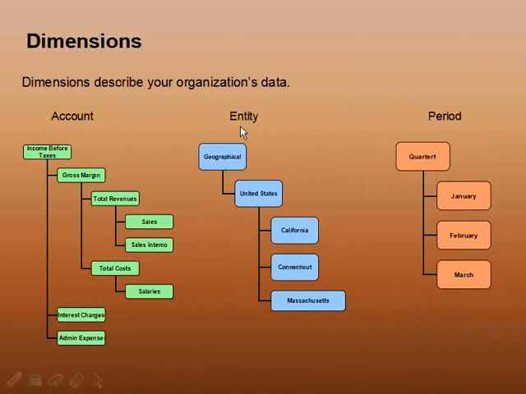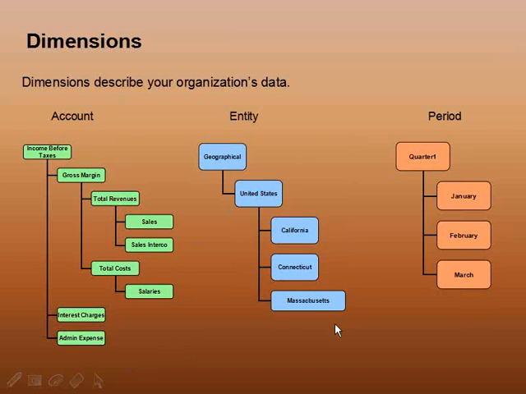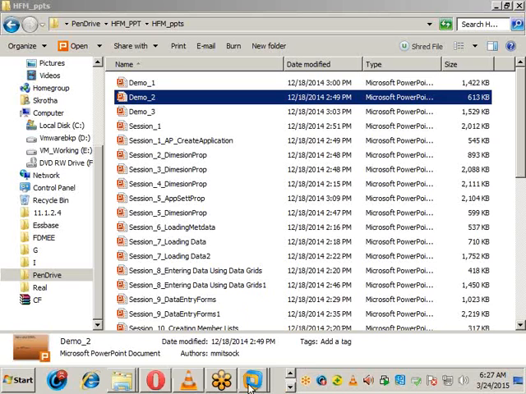In the entity dimension, you define geographical, United States, California, Connecticut, like this. When you load the data to California and these base members, the data will be rolled up into United States and the geographical levels. How you design this hierarchy structure is based on the locations or businesses operated by your organization, and based on that the consolidation path will be created and you can run the consolidation for those members.